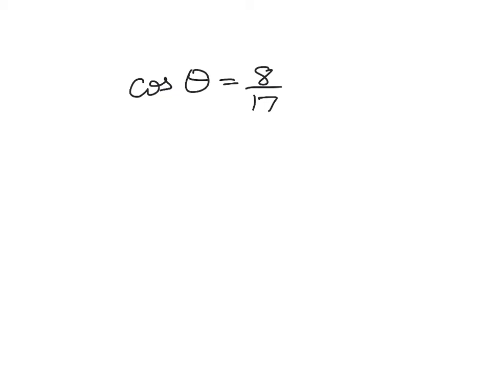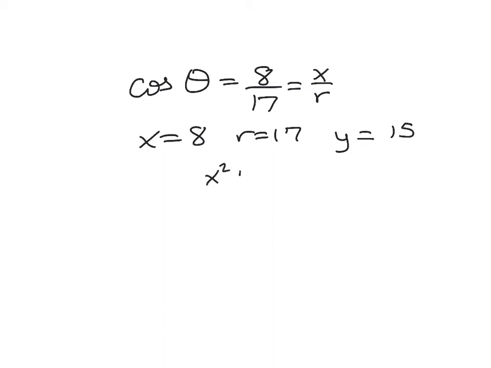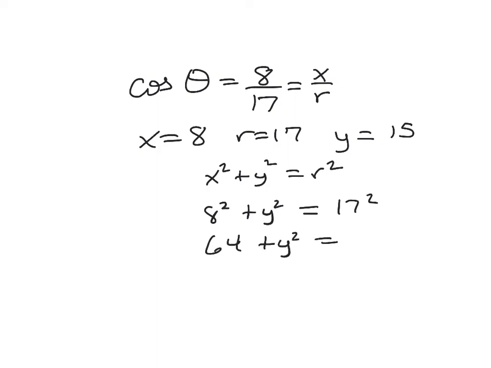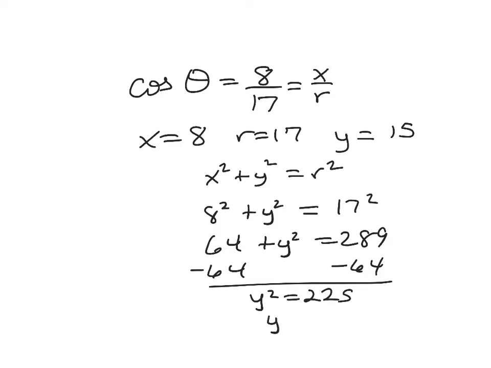So remember, if you memorize that cosine is x over r, then you already know x is 8, r is 17. We need to find y. Again, if you know your triples, y is 15. If you don't know your triples, then you can do x squared plus y squared equals r squared. 8 squared plus y squared equals 17 squared. And this is 289. Subtract. Y squared equals 225. Square root it. And y is 15. Again, it's a triple.